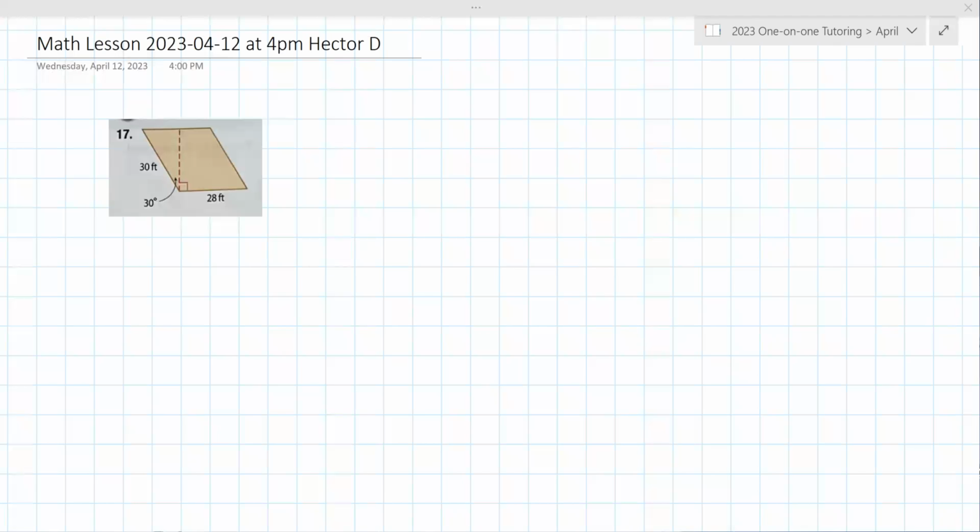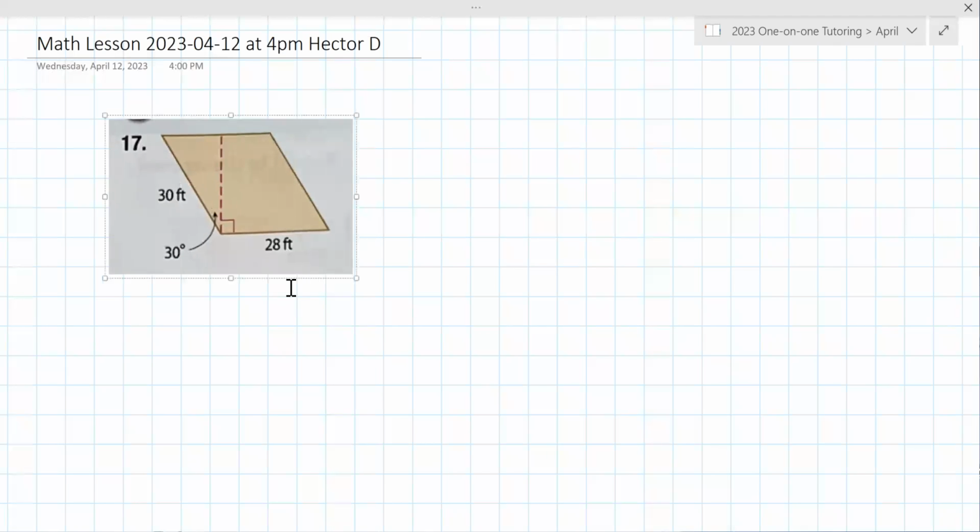Okay, the area of any parallelogram, which includes rectangles and squares and all the other such, is base times height. So your goal is to get the base, which you have. The base is 28, but you really want this height right here. And that's what makes this problem a little bit harder. They don't just give you the height.